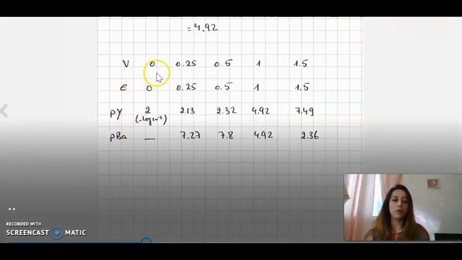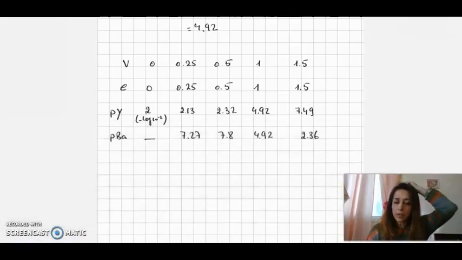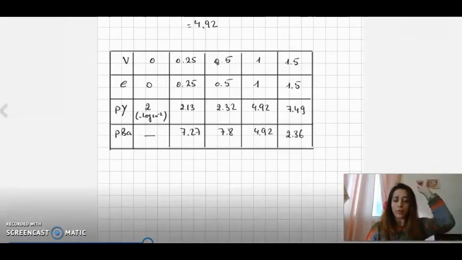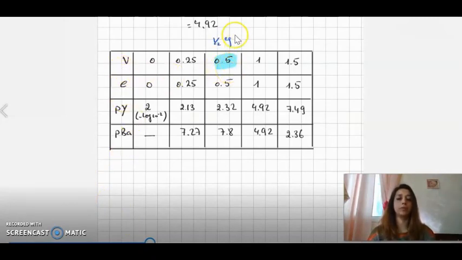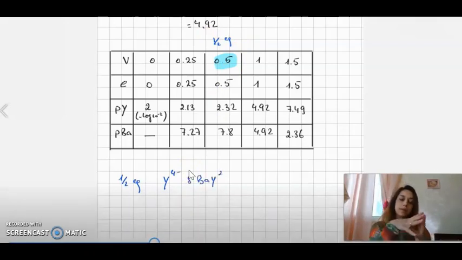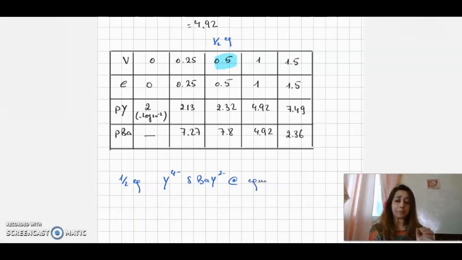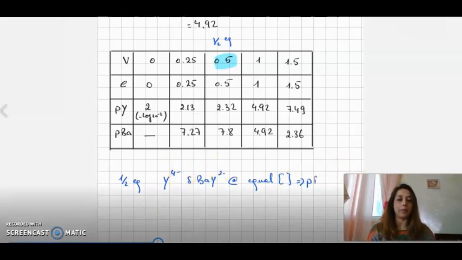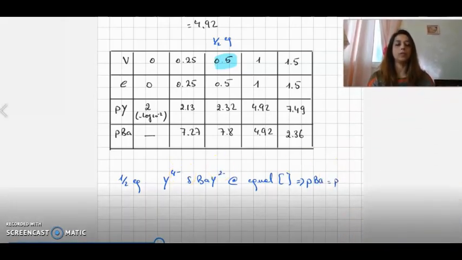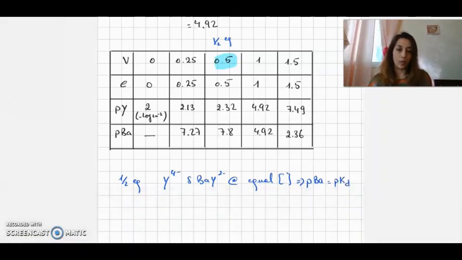For each volume, we'll determine the value of pY and pBa according to the formulas that we have already developed. Also here, if we look at the volume values, we have 0.5, which corresponds to half equivalence. At half equivalence we have in the medium the reactant Y4- and its product BaY2- having the same concentration. So pBa will be equal to pKD at half equivalence.